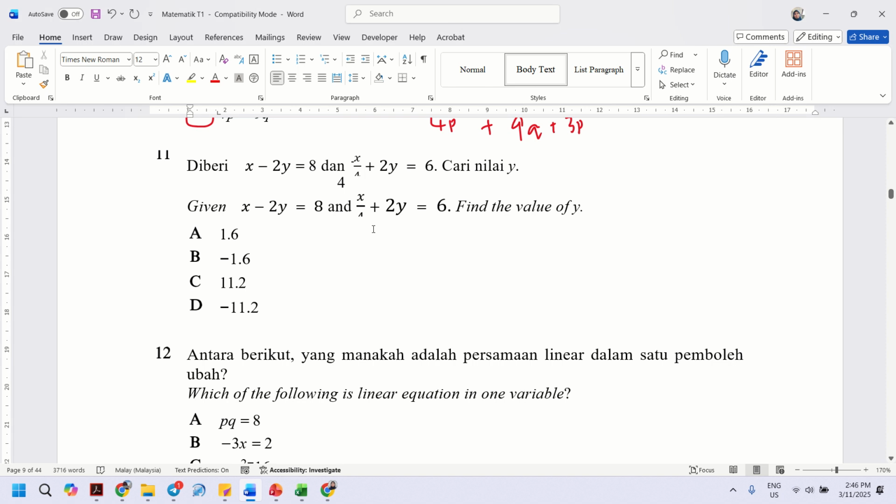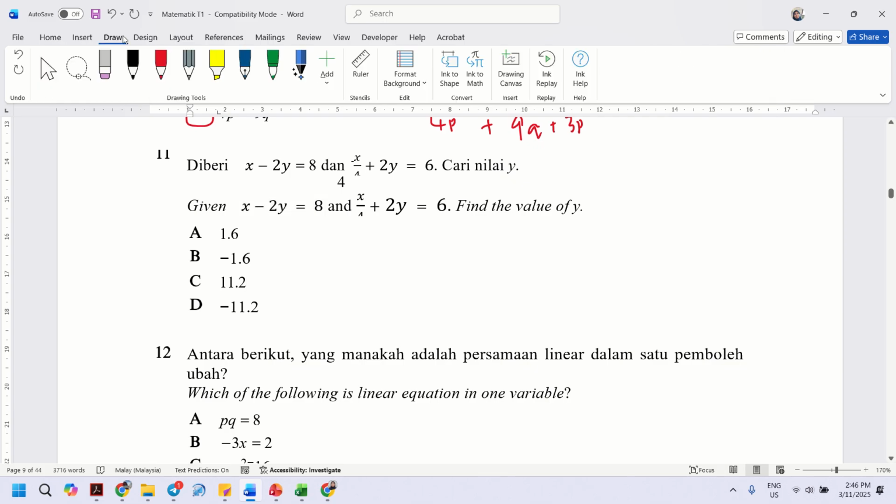Okay, so now we look at question 11. We are given x minus 2y equals 8, and the other one is x over 4 plus 2y equals 6. So find the value of y. If you have been given two equations here, it means that you have to do it simultaneously.